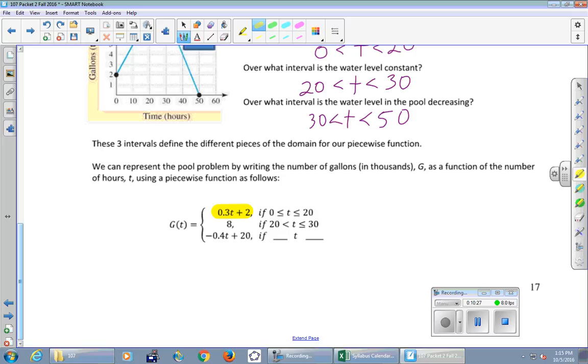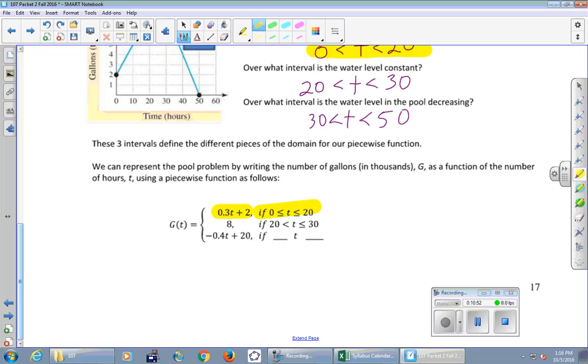It's not x, it's a t. That's all, right? It's just the variable name is t. And 0.3t plus 2 is only good for the very first part, on the increasing part from 0 up to 20 hours. And so this is how we write that. You say the rule is 0.3t plus 2 if, and you just write the word if, 0 is less than or equal to t is less than or equal to 20.